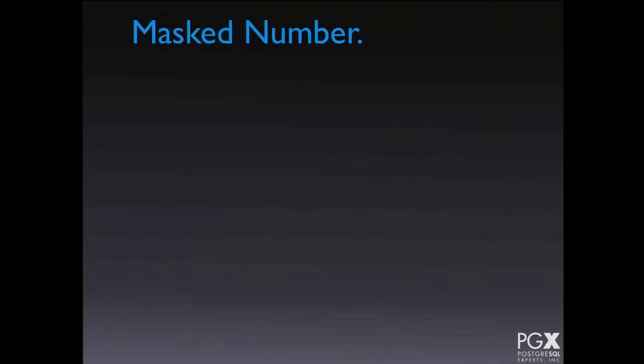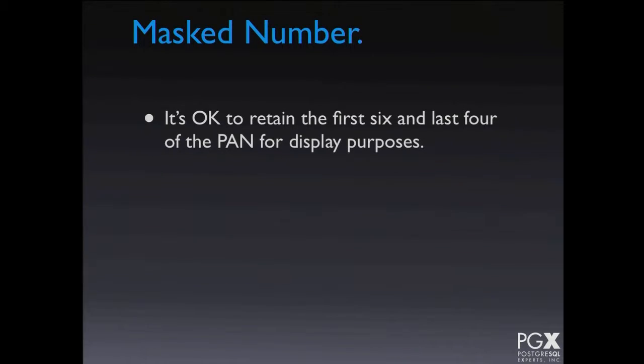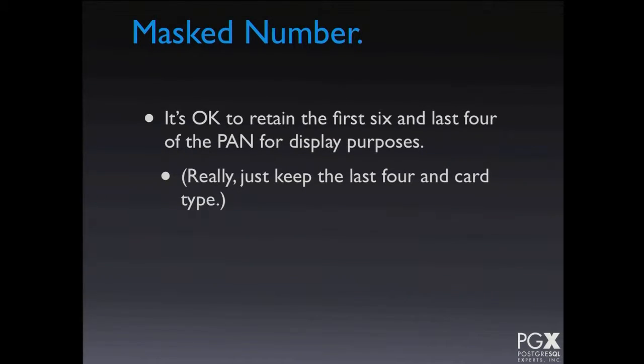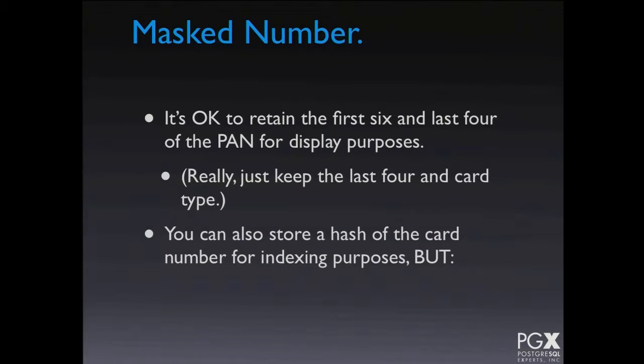Now, one thing you can store is the masked number. Actually, PCI lets you display the first six and the last four, which is 10 digits out of a 16-digit number, which seems pretty generous to me. I would only do the last four. But you can keep that much unencrypted for display purposes. Everybody's seen this on websites: you paid with Visa number 1387. But really, just keep the last four and the card type.